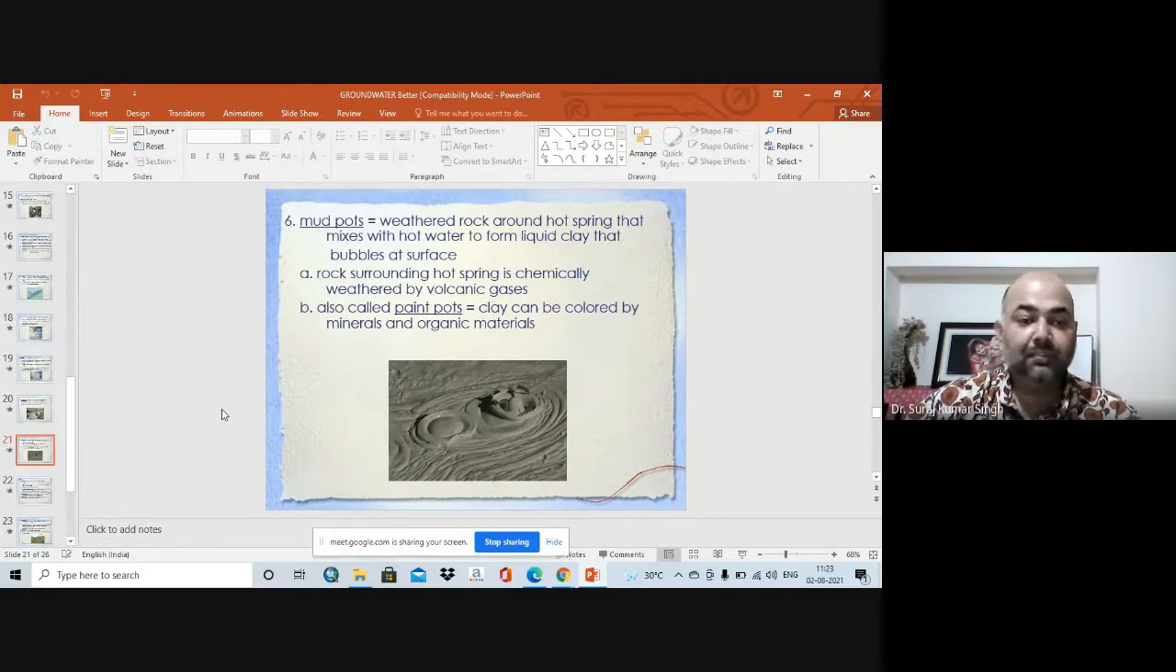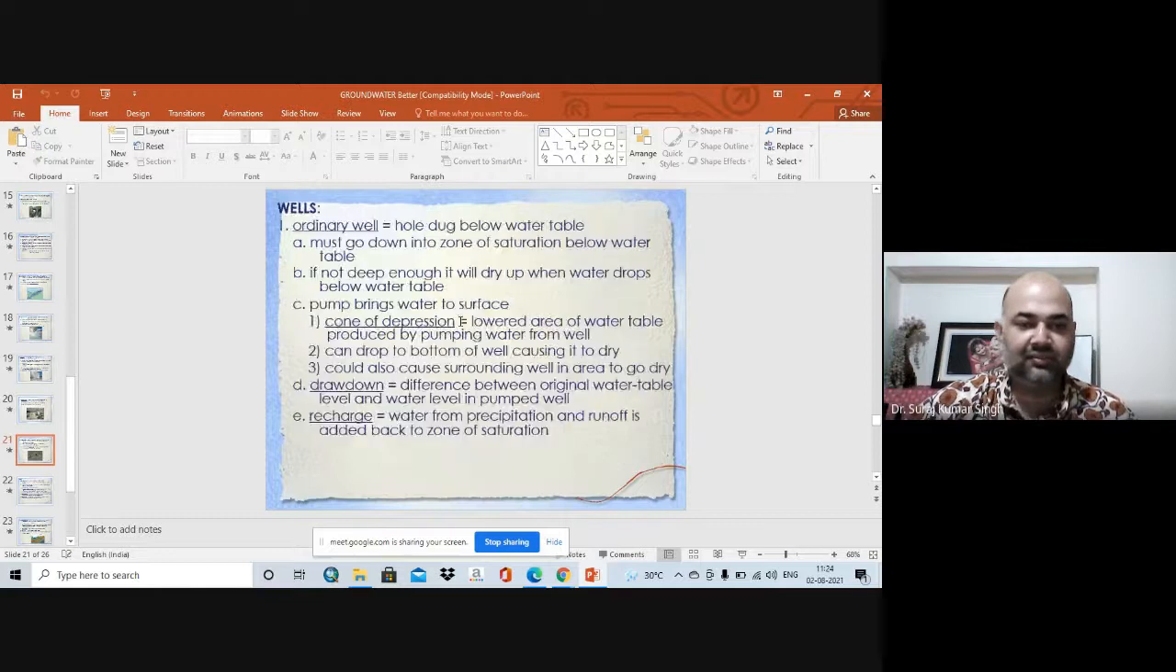Then you have mud pots. Mud pots are weathered rock around the hot spring that mixes with hot water to form liquid clay, and that forms bubbles at the surface. Rocks surrounding the hot springs are chemically weathered by volcanic gases, and these are also called spent ponds. The clay can be colored by minerals and organic materials. Then you have wells.